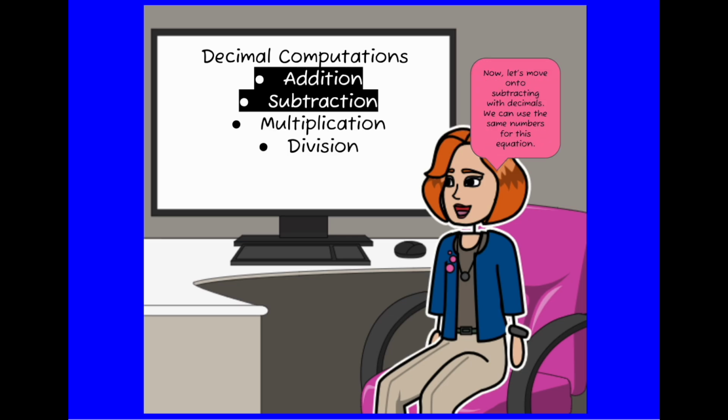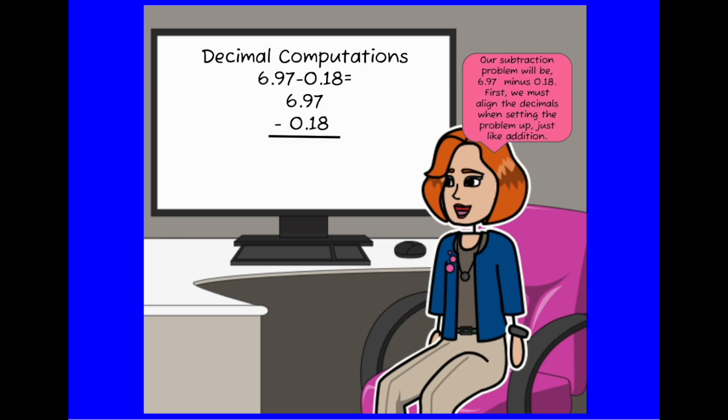Now, let's move on to subtracting with decimals. We can use the same numbers for this equation too. Our subtraction problem will be 6 and 97 hundredths minus 18 hundredths.